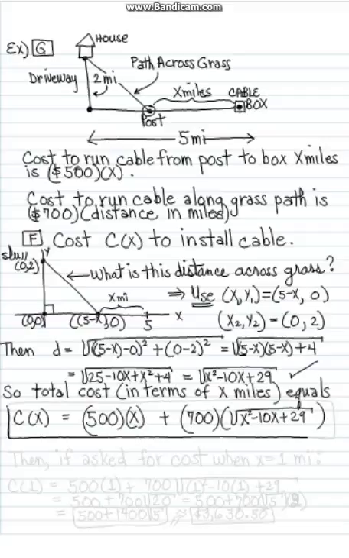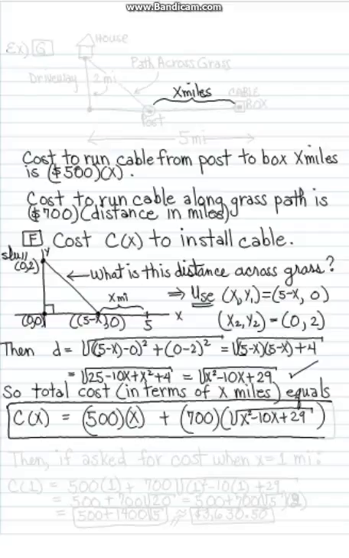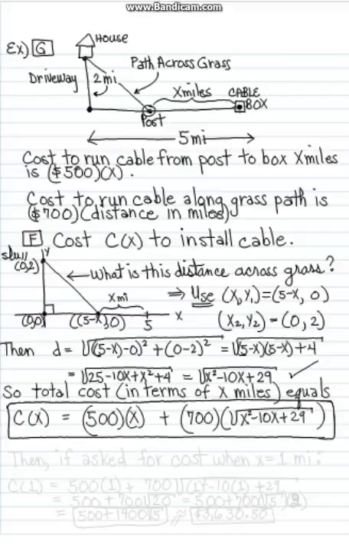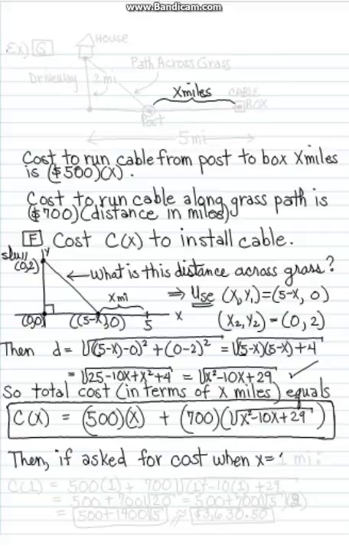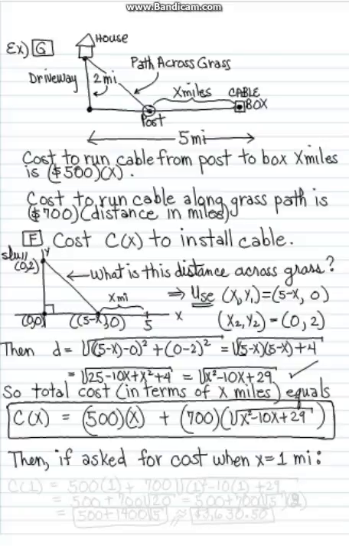That means the total cost in terms of x miles will be 500 times the distance x, that's the distance from the post to the box, plus 700 times the distance, the square root of x squared minus 10x plus 29. Now then, if they ask us to find the particular cost when x equals any specific number like 1 mile, we just let x equal that number 1, plug it into the formula that we acquired. It's called the model formula in the box, and then simplify.